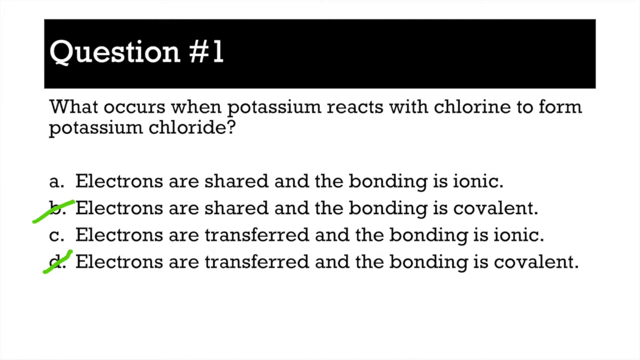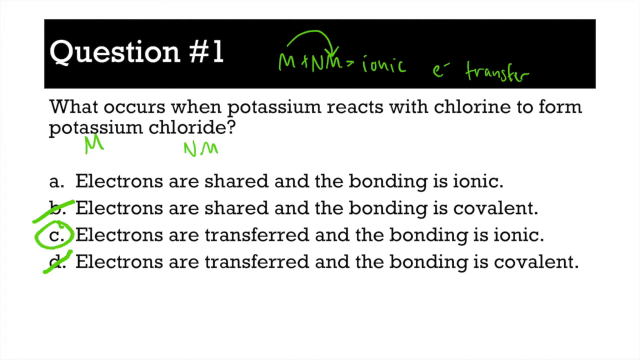And one of the things, even if we did cover covalent bonds, you could be like, okay, well, potassium we know is a metal, and chloride or chlorine we know is a nonmetal. So a metal plus a nonmetal is an ionic bond. And in ionic bonds, electrons are transferred. So an electron from potassium moves over to chlorine. So that means the answer has to be C, electrons are transferred and the bonding is ionic.